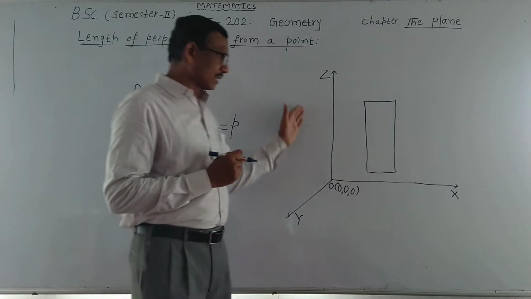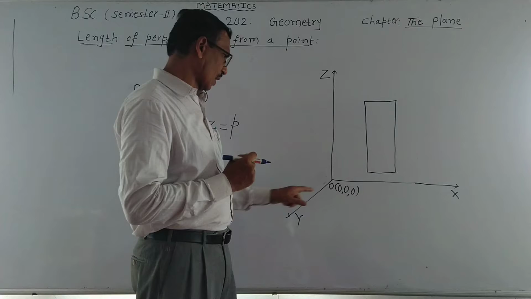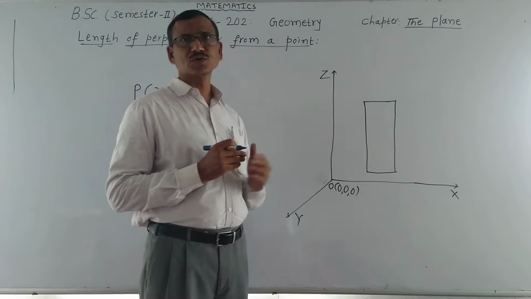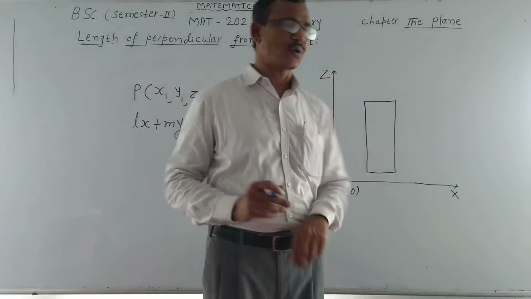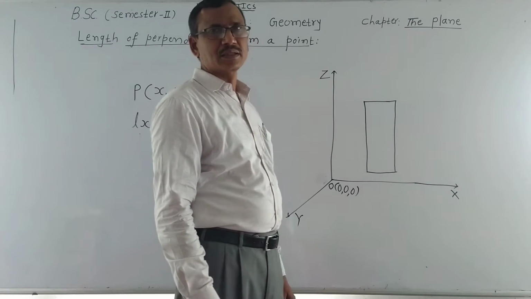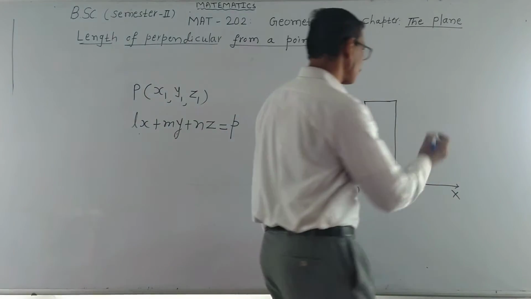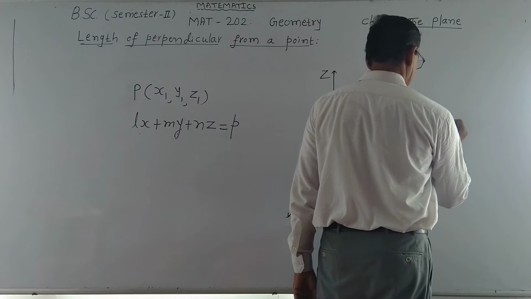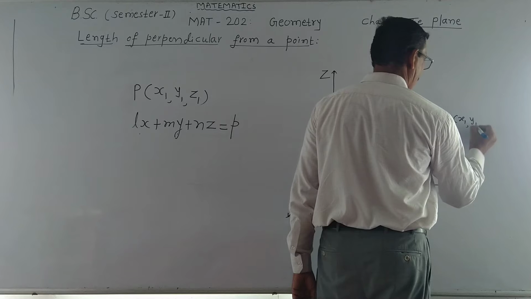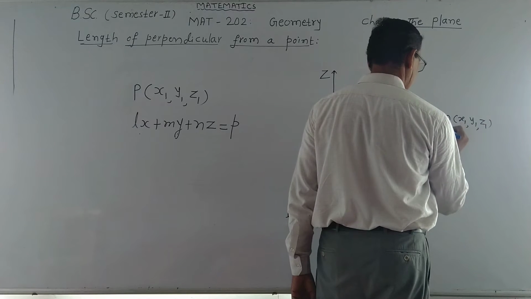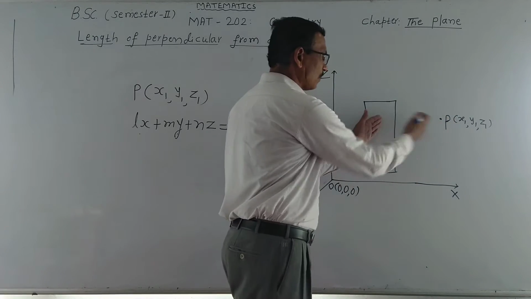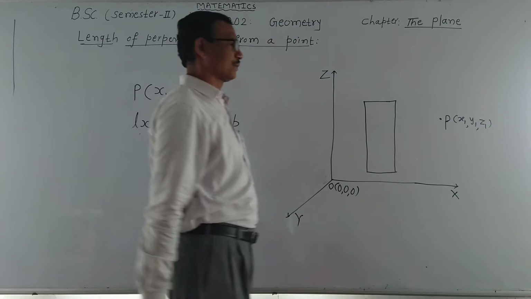To obtain this, consider a coordinate system with x-axis, y-axis, z-axis. This is the origin whose coordinates are 0, 0, 0. And suppose this is the given plane, Lx plus My plus Nz is equal to p. And this is the point P, x1, y1, z1. This is the given point. We have to find the perpendicular distance of this point from the plane.